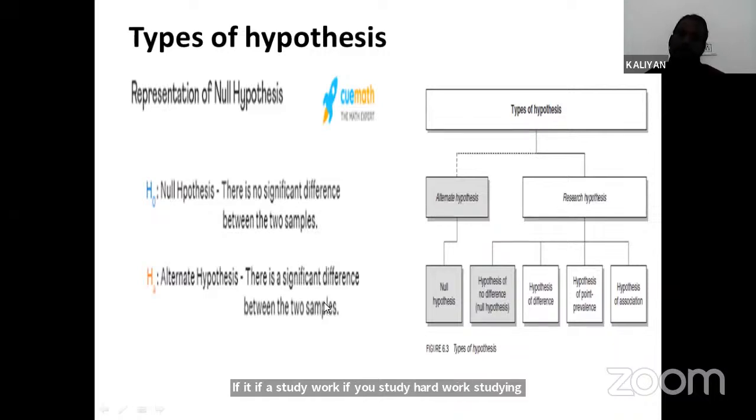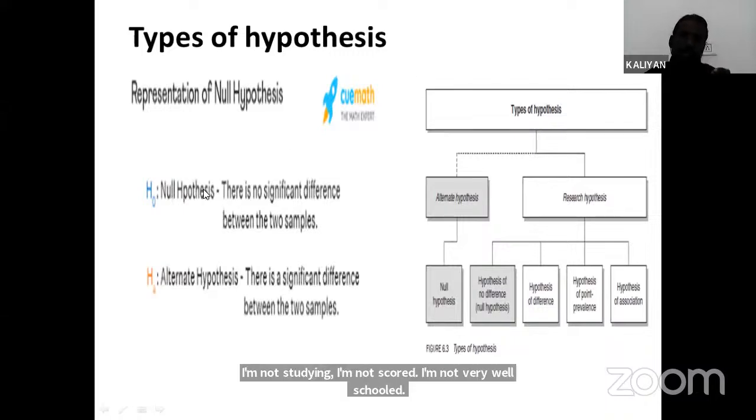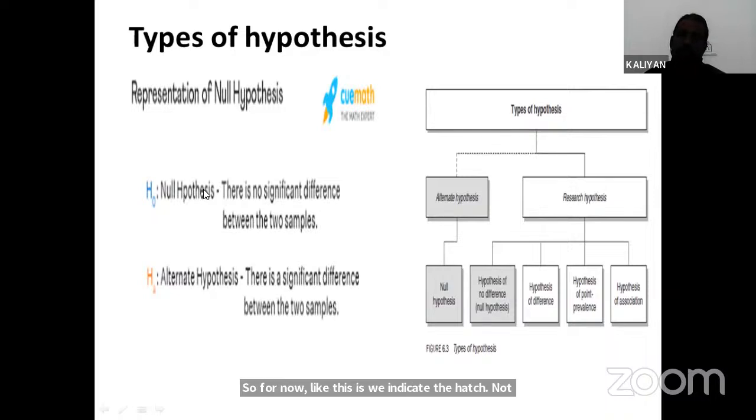If I am not studying, I will not score very well. For the null hypothesis, we indicate it as H naught. There is no significant difference between the two groups. There are also the research hypothesis, hypothesis of difference, hypothesis of prevalence, and hypothesis of association. Basically, the more important ones are the null hypothesis and the alternative hypothesis.